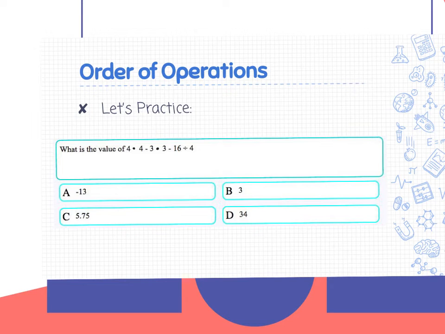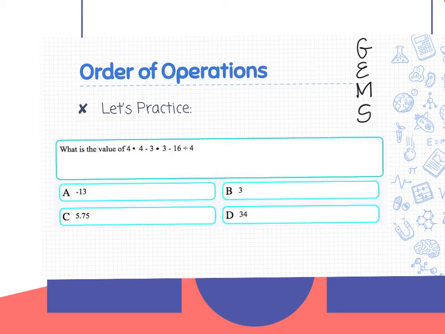Okay, here's another one. 4 times 4 minus 3 times 3 minus 16 divided by 4. So again, follow the order of operations, GEMS, and pause the video while you work this out in your interactive notebook on that notes page. And then you can start it up again once you have completed to see, hopefully, you got it right.